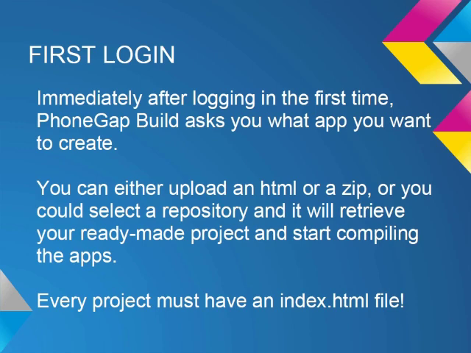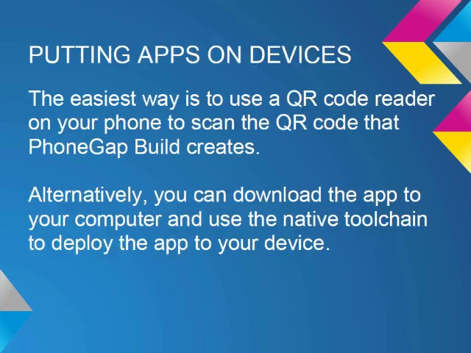Just before we get started here, when you first log into PhoneGap, it's going to ask you for a file that you want to either upload or a repository to retrieve in order to immediately start creating your application. And just to reiterate, every PhoneGap build project has got to have an index HTML file in it. Okay, and the last thing, before we put the applications on the devices, QR readers are helpful, although I think the best advantage is for BlackBerry and Android devices. And then if you want to use the native toolchain, basically creating the developer environment on your computer, you can do that as well, although it takes more time and there's other places you can go to get that information.